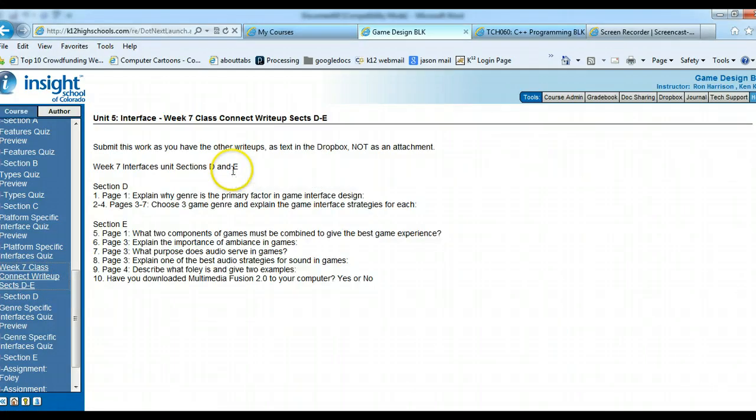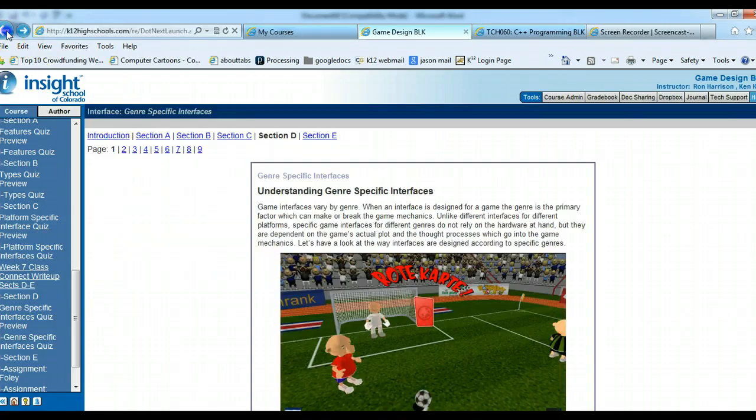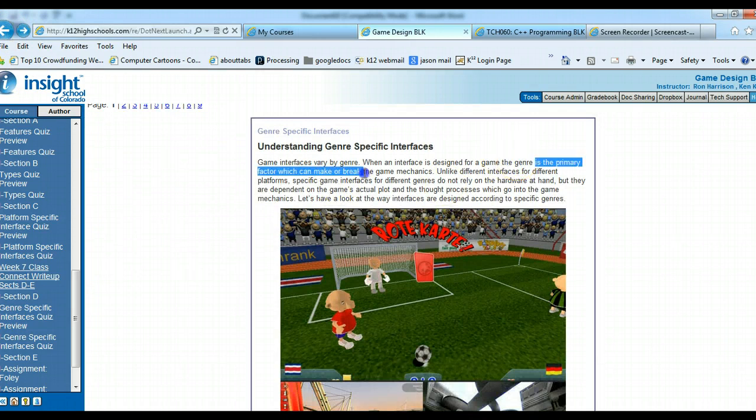So if we go to the write-up, explain why genre is primary factor in game interface design. Well, I just talked about that. And then choose 3 game genre and explain the game interface strategies for each. So right there's your answer for the first one.